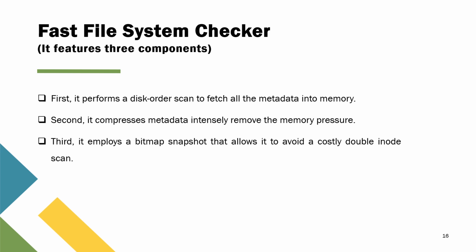Now I will talk about the fast file system checker. It features three components. The first one, it performs a disk order scan to fetch all the metadata into memory. The second one, it compresses the metadata intensely to remove memory pressure. The third one, it employs a bitmap snapshot that allows it to avoid a costly double inode scan. Now I'm going to the next slide.